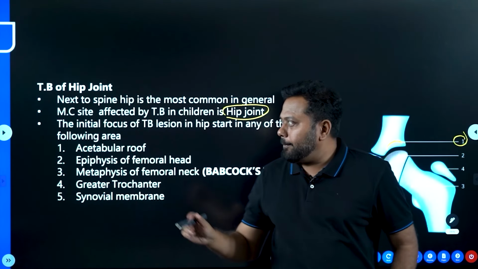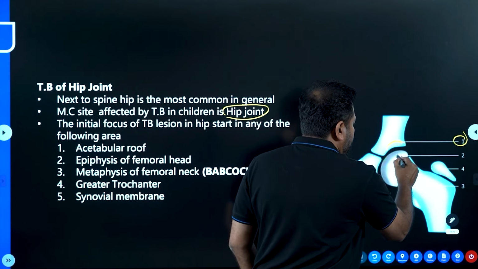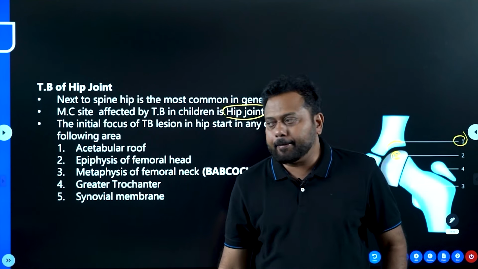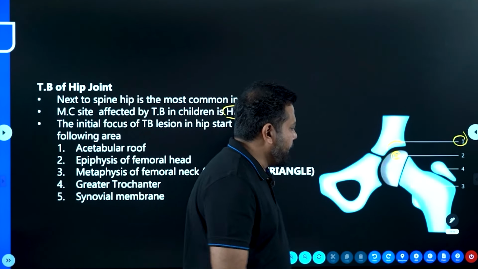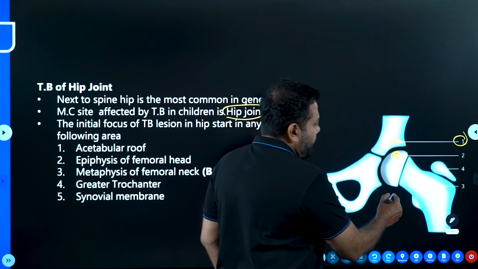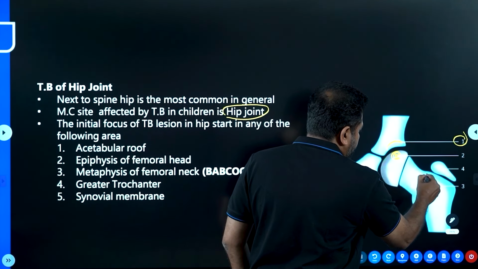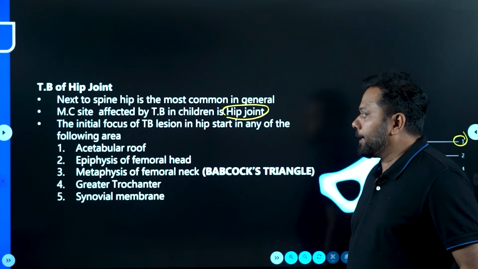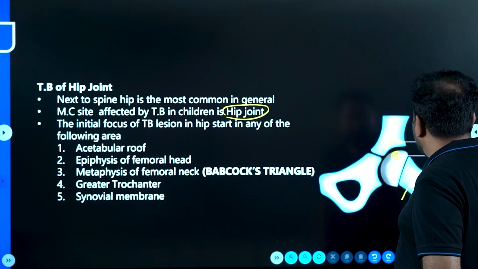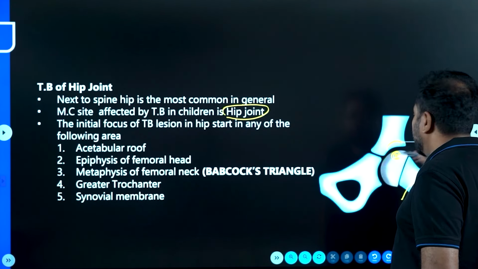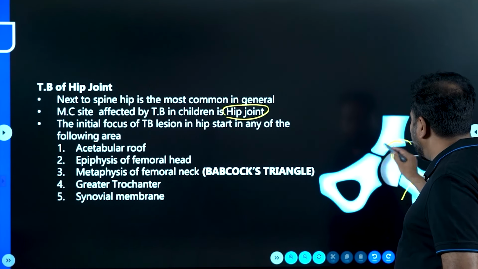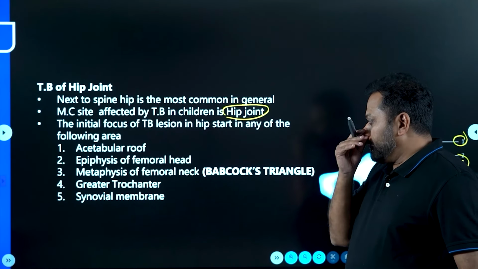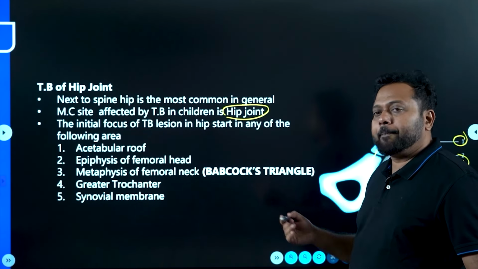Number 2, it can be in the epiphysis of the femoral head. Number 3, it can be in the metaphysis of the femoral neck. This is the neck, and this area is called Babcock's triangle. Fourth, it can be in the greater trochanter. Last but not the least, it can be in the synovium. So these are the five sites where tuberculosis of the hip can start.